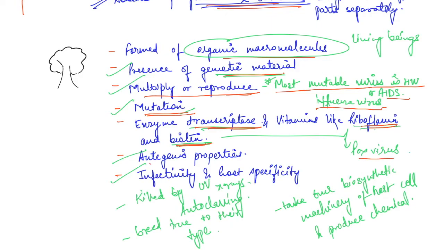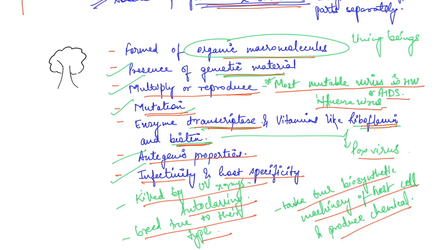Then they have antigenic properties. The infectivity or host specificity is there. Then what they do is they take over the biosynthetic machinery of the host cell and produce their own chemicals. They can be killed by UV rays or autoclaving. They breed true to their type. So these are some of the very important properties which make it similar to a living organism.